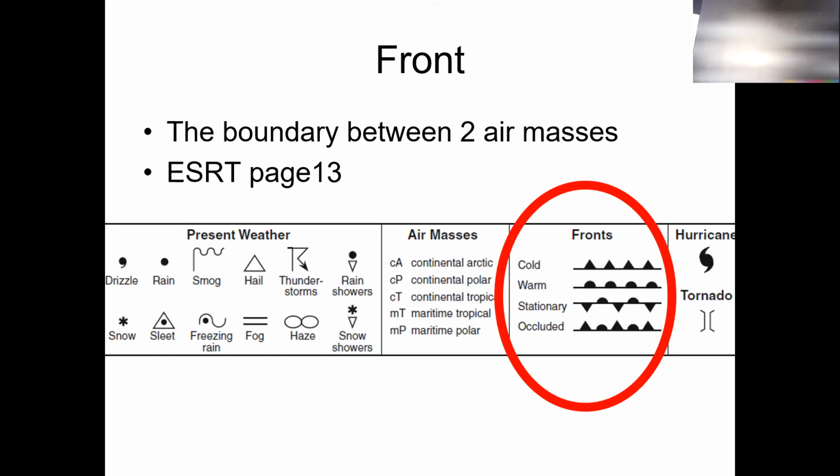So let's get these notes in. Top of page 39. One bullet at the top. It's the boundary between two air masses. And then ESRT page 13. So put that in at the very top of 39.